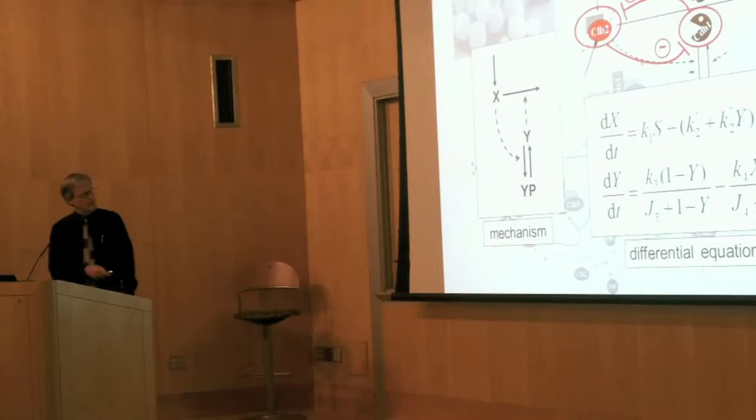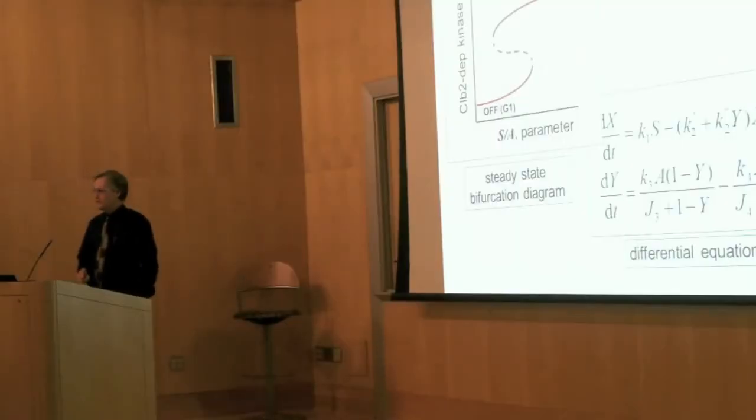And here's the phosphorylation of CDH1 by the cyclin-dependent kinase. And here's the dephosphorylation of CDH1. Now, how do we solve these differential equations? Well, I want to just draw pictures to solve them.